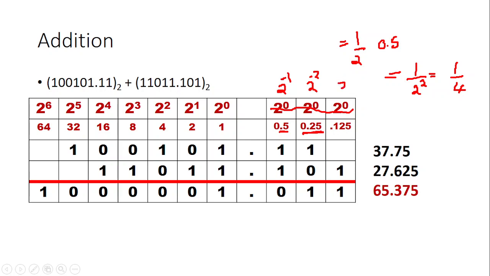2 to the power minus 3. So let's look at 2 to the power minus 3. 2 to the power minus 3 is nothing but 1 over 2 to the power 3, which is nothing but 1 over 8. So what is 1 over 8?